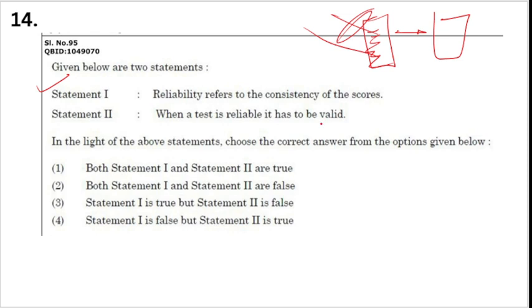So our answer would be statement 1 is true and statement 2 is false. So 3 is the correct answer. These are all CUET 23. Look, there are quite a lot of questions from the research part, almost 10 questions.